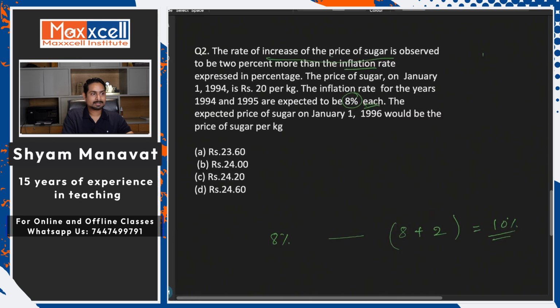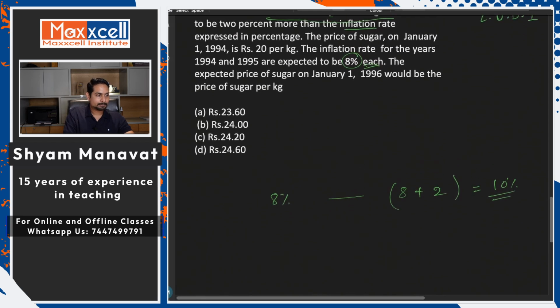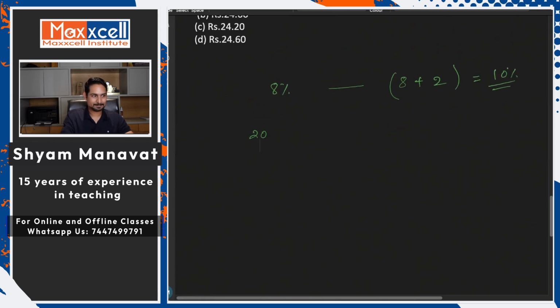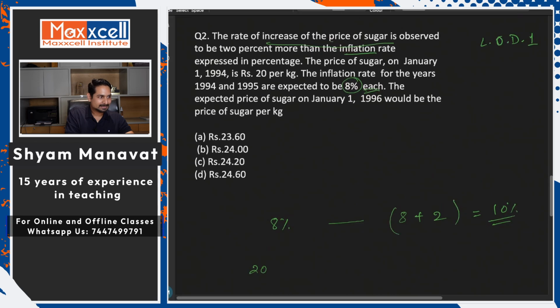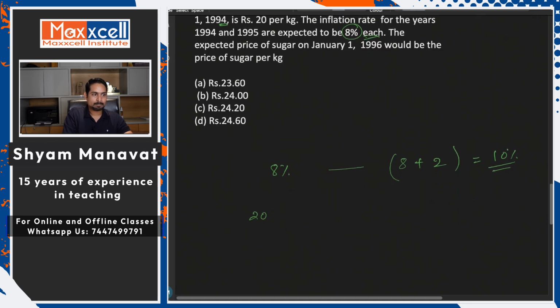So let us give this question LOD 1, level of difficulty 1. Now the price of the sugar is 20 rupees per kg, which is increasing 2 times by 10%, because this is the price in January 1994, starting of 1994. So 1994 entire year and 1995 entire year, 2 years. So this price has to increase 2 times by 10%.